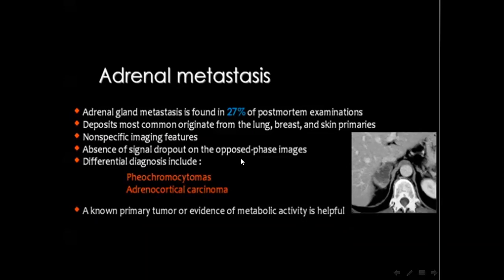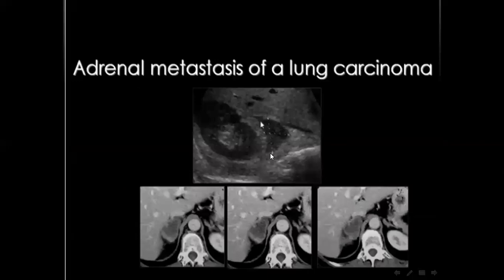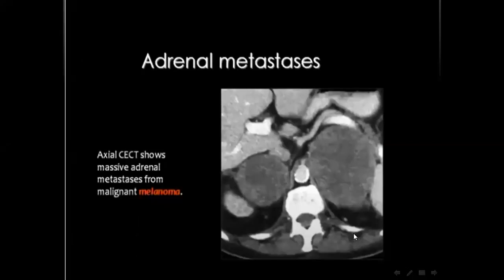Non-specific imaging features, such as absence of signal dropout on the opposed phase image, make the differential diagnosis include pheochromocytoma and adrenocortical carcinoma. A known primary tumor or evidence of metabolic activity is helpful to reach the diagnosis of adrenal metastasis. This is adrenal metastasis from lung carcinoma by ultrasound, and here by CT scan. This is another adrenal metastasis: axial contrast enhanced CT shows massive adrenal metastasis from malignant melanoma, bilateral.